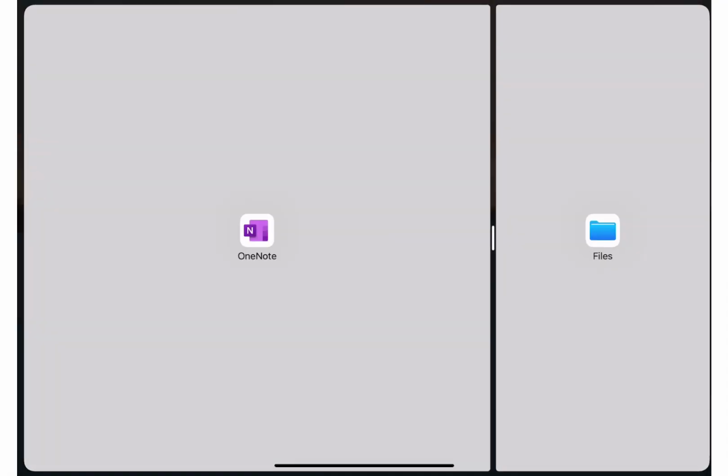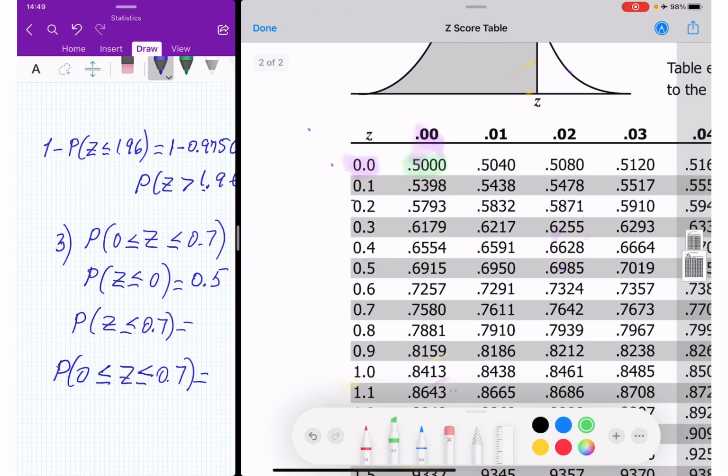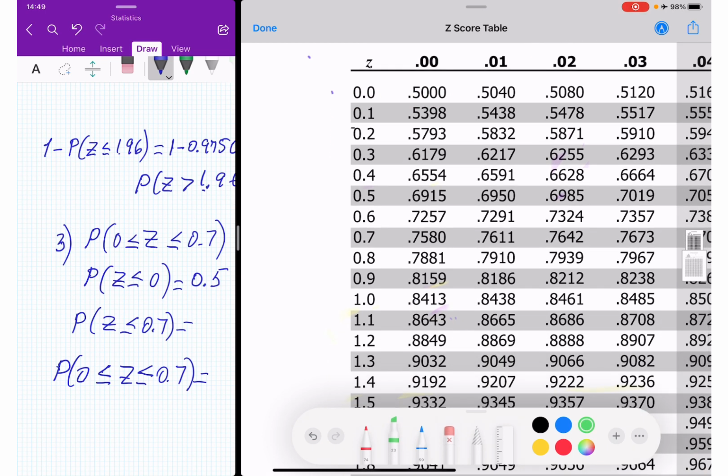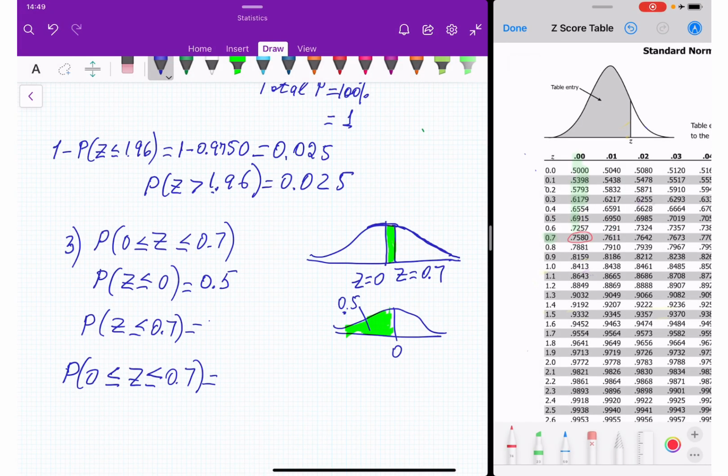Next, we need to find the probability of 0.7. Where is it? It's right here, 0.7. Since it's 0.7, that means we are taking 0. Yes? And the answer is going to be 0.7580. So from here, we need to subtract. Let me show you also this one.